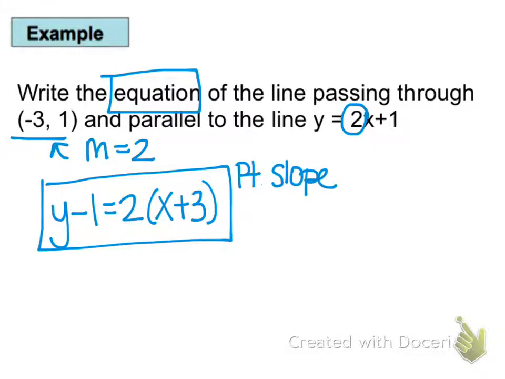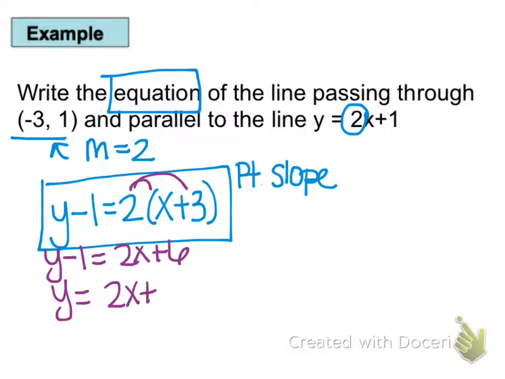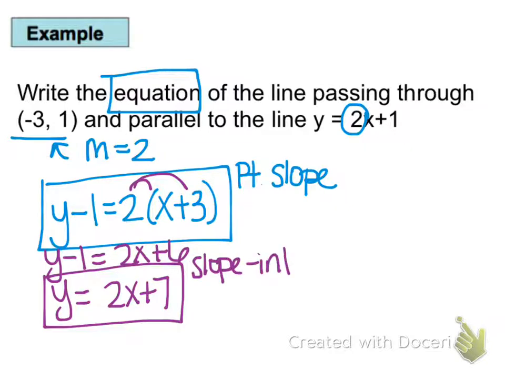wanted. Now, some of you may say, Mrs. Alberg, I really prefer my equations in slope-intercept form. If that's the case, then you could go ahead and take the 2 and distribute it. So we'd have y minus 1 equals 2x plus 6, and add 1 to the other side, and you'd have y equals 2x plus 7. This would be the same exact equation, only now it's in slope-intercept form. And that would be a great answer as well.